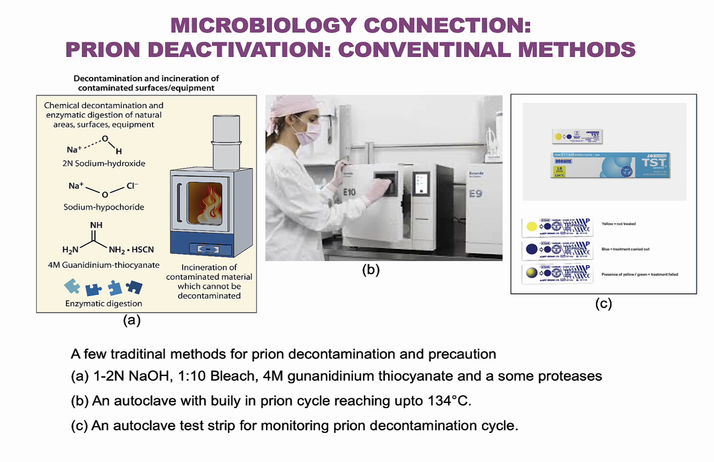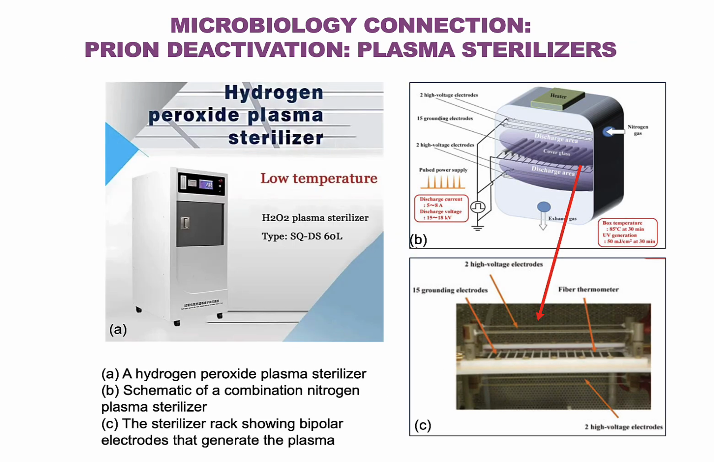Additionally, contaminated waste must be incinerated or autoclaved at 134 degrees Celsius using a strong basic solution, and all instruments should be cleaned and soaked in a similar solution to mitigate the risks associated with prions.